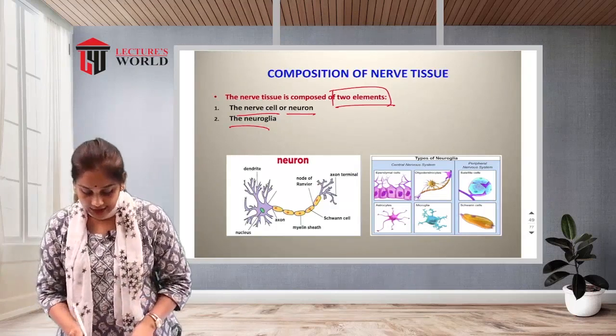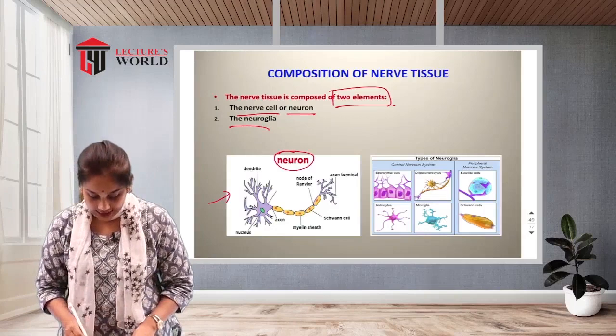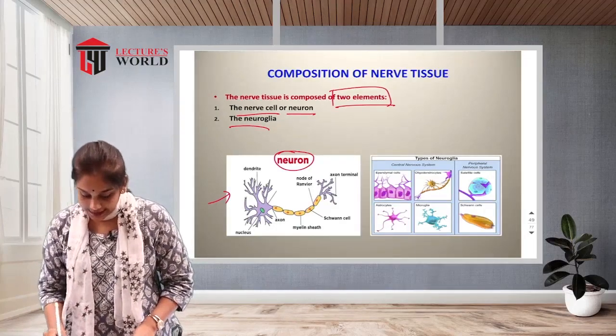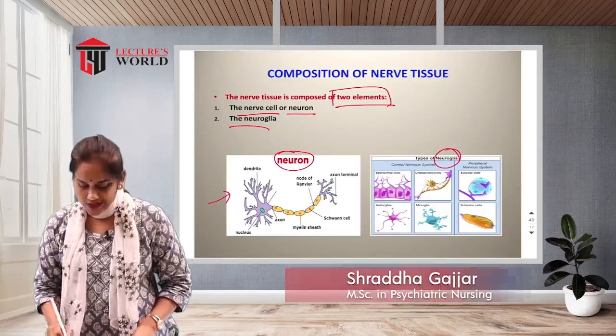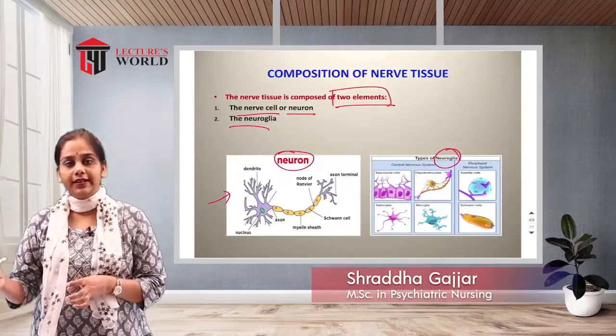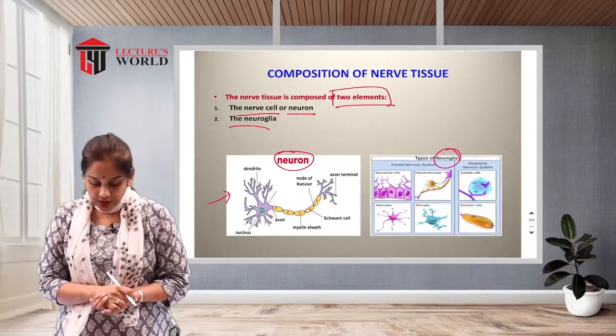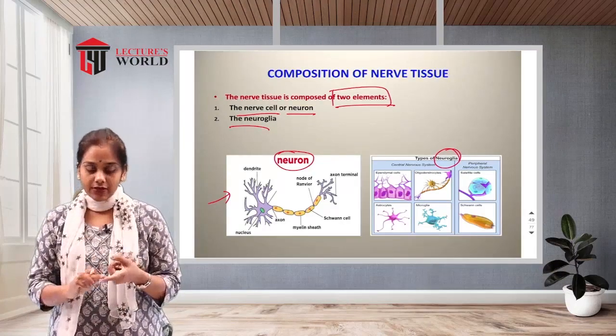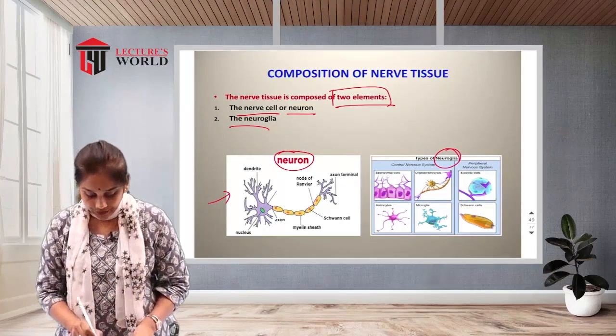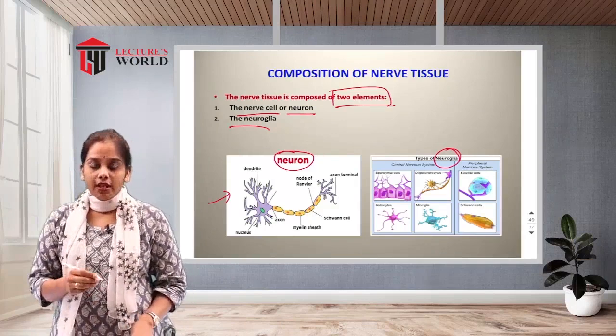Okay, in the first figure, this is the neuron, and this is the neuroglia. The neuroglia contains many types. So the first one is nerve cells, or we can say neurons. Let's see the structure of the neuron.